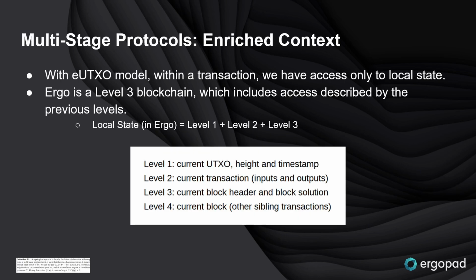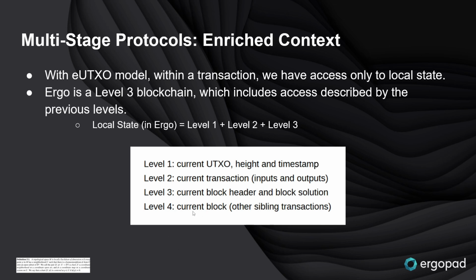Within the UTXO model and within a transaction, we only have access to our local state. Within the context of a transaction, we only know about the inputs, the outputs, the context extension variables, and other information that's really associated only with the transaction itself. We don't have access to knowledge about other transactions in the block.